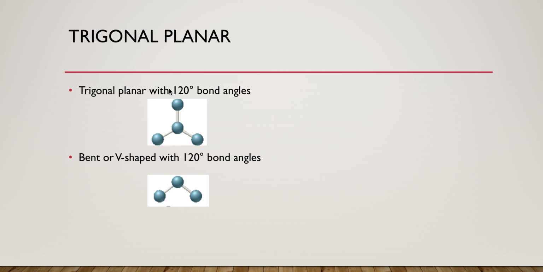Now let's talk about trigonal planar. There are two types of them. One is trigonal planar with 120 degree bond angles. The second one is bent or V-shaped with 120 degree bond angles. So this angle here, it's 120 degrees. This angle here, it's also 120 degrees.